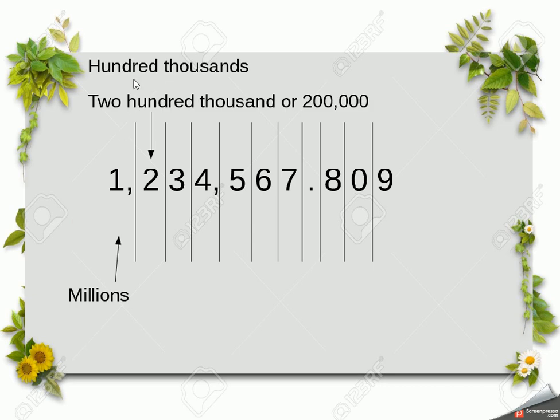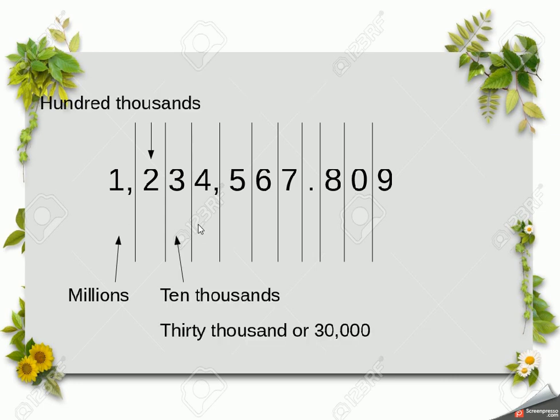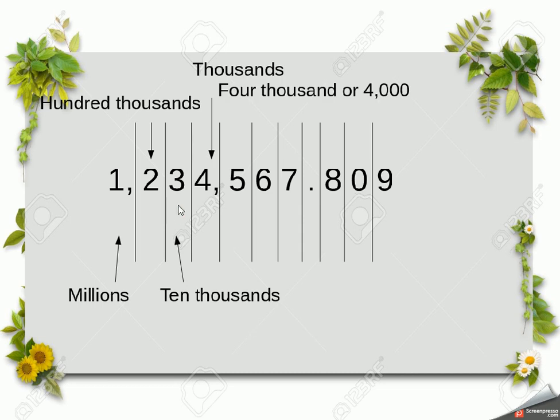After the millions column, we have the hundred thousands column. So this 2 by here is worth 200,000. So far, we've got 1,200,000. It's a good idea to put the commas in because it helps us to find or realize which columns are which a bit faster, but it's not 100% necessary. The 3 then is in the 10,000s column, so by here this 3 is worth 30,000, and the 4 is in the thousands column, so it's 4,000.